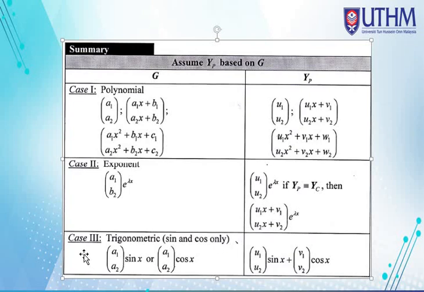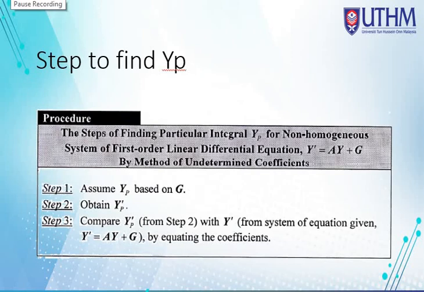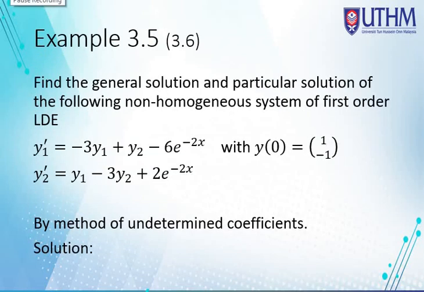Similar to case 3, trigonometry, you have the sine or the cos. After you assume the yp, you can find the yp prime and then compare the yp prime with the yp. The yp prime is from step 2 and y prime is from the system of equations given, so it is Ay plus g. Then you equate the coefficients. Now let's look at the example.